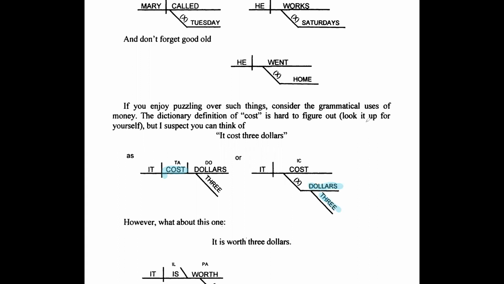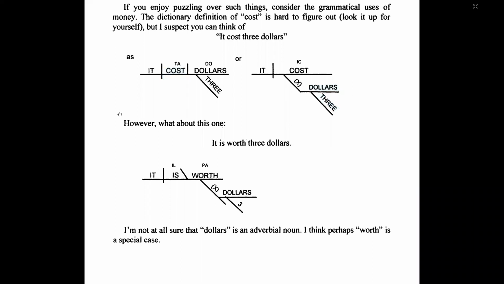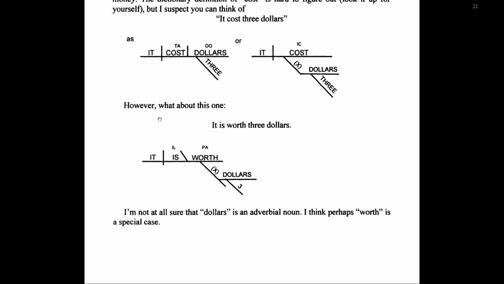All right. But what about worth? It is worth $3. It is worth, right? We don't have a transitive active verb. We have a predicate noun and an intransitive linking verb. And what is the worth? How do you modify it? $3, right? I'm not at all sure that dollars is an adverbial noun. I think perhaps worth is a special case. Okay, so these are a little tricky, and there's a debate about these. Some people will say it's this, some people will say it's that. It's fine, okay? But this is just one way of looking at them and diagramming them as such.